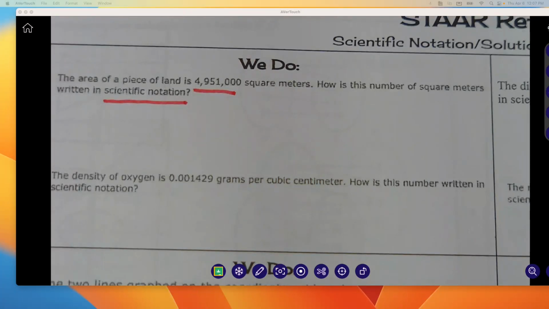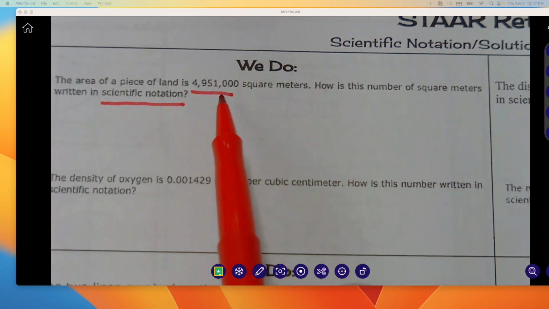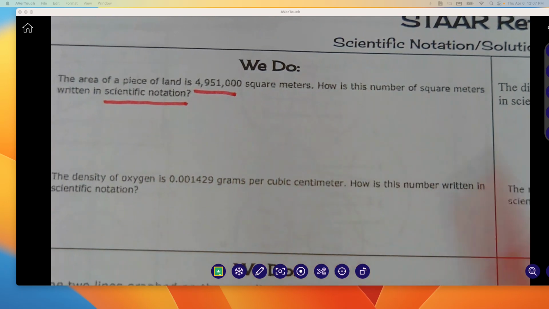Okay, so we're going to be talking about scientific notation. Let's go ahead and look at the first one. It says the area of a piece of land is 4,951,000 square meters. How is the number of square meters written in scientific notation?